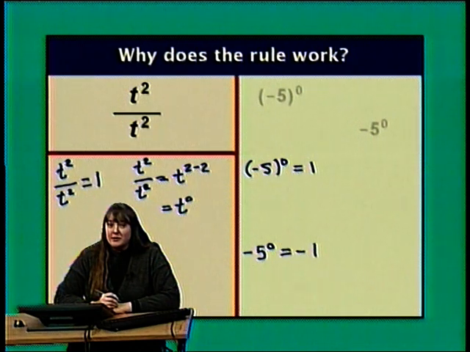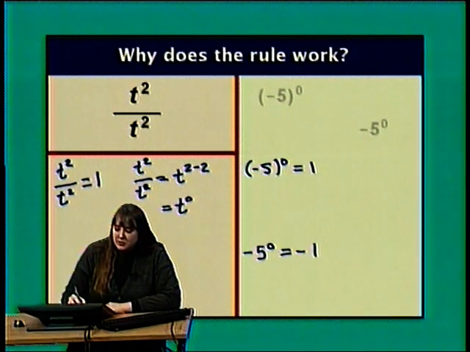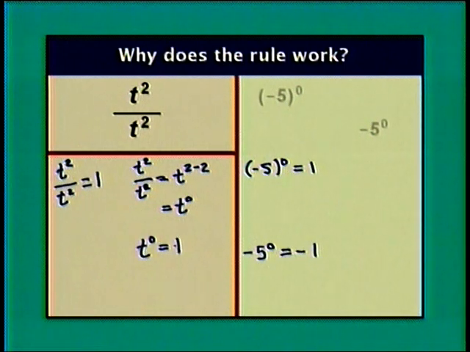Since I got different results starting with the same expression, t squared over t squared, it must be the case that t to the 0 equals 1, which is where our definition of 0 exponents comes from. The only exception here, again, is that t cannot equal 0 because we can't divide by 0.